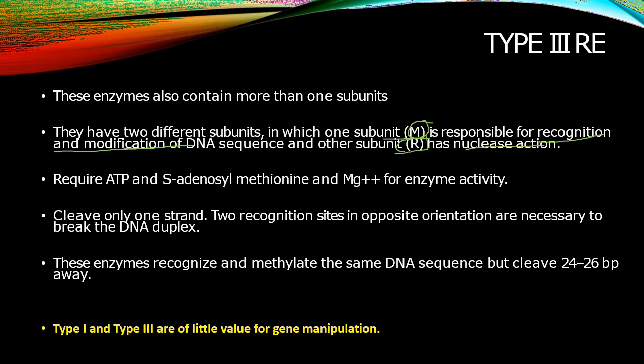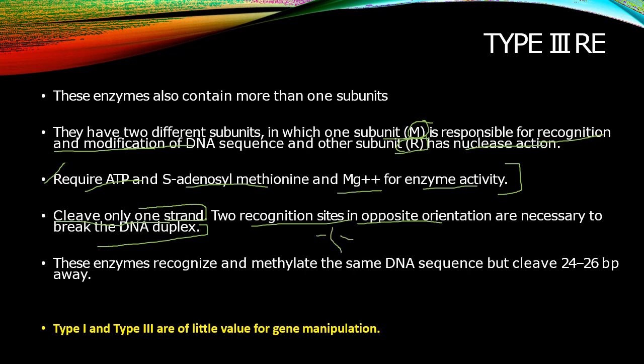Taking the third point, it requires ATP, S-adenosylmethionine and magnesium ions for enzyme activity. So it requires cofactors, and all three are involved in type 3 restriction endonuclease enzymes. Also, these cleave only one strand. These are not like type 1, which can cut at any point. These are pretty specific, and they cleave only one strand. The two recognition sites in opposite orientation are necessary to break the DNA duplex. This is a very common point.